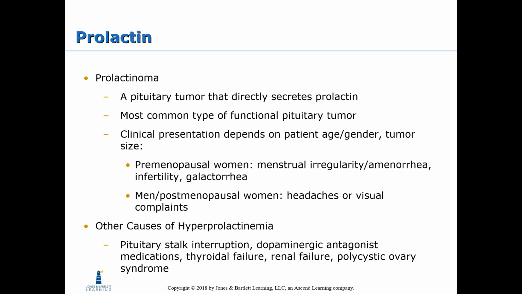Clinical presentation depends on the patient's age, gender, and tumor size. Premenopausal women usually have menstrual irregularity or amenorrhea. Amenorrhea is stopping the menstrual cycle altogether. They may also have infertility and galactorrhea. In men or postmenopausal women, it causes headaches or visual complaints. Other causes of hyperprolactinemia include pituitary stalk interruption, dopaminergic antagonist medications, thyroidal failure, renal failure, and polycystic ovary syndrome.